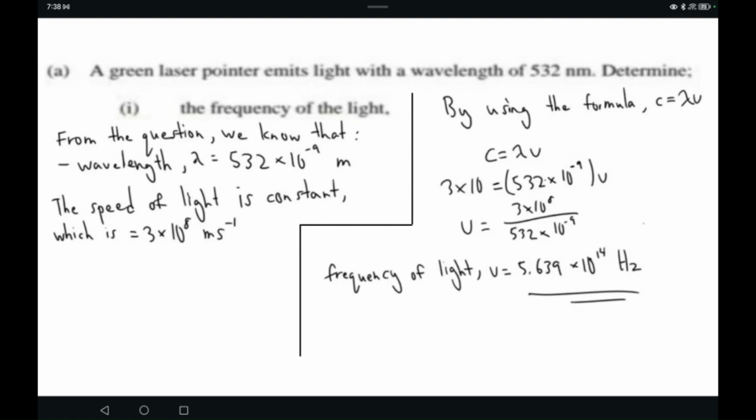meter per second. To solve this question, we can use the formula from our syllabus, which is c equal to lambda times nu. From this formula, c is the speed of the light, lambda is the wavelength of the light, and nu is the frequency of the light. So we just substitute everything into this formula and we get the final answer for the frequency of the light. Nu is equal to 5.639 times 10 power 14 Hz. So let us proceed to the next question.